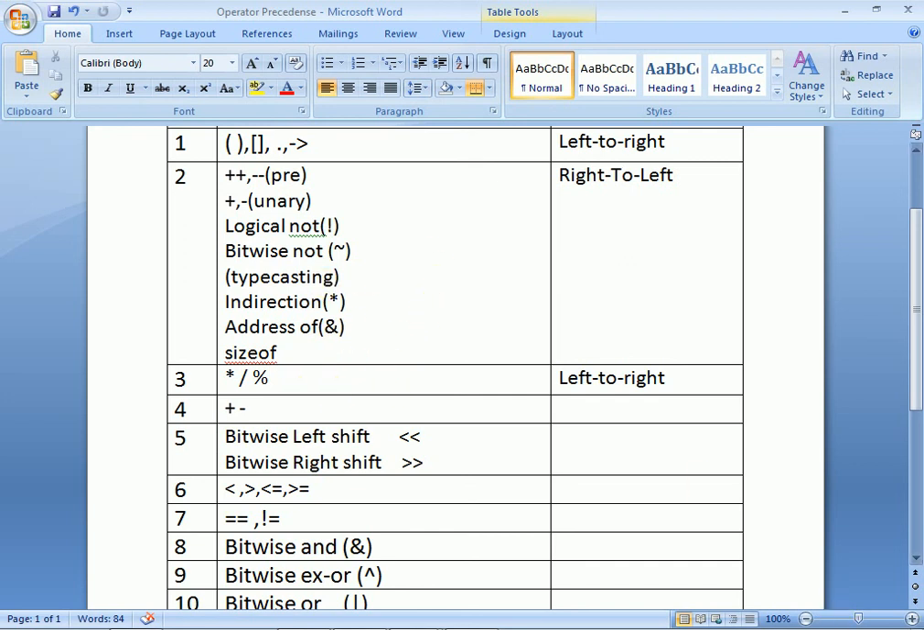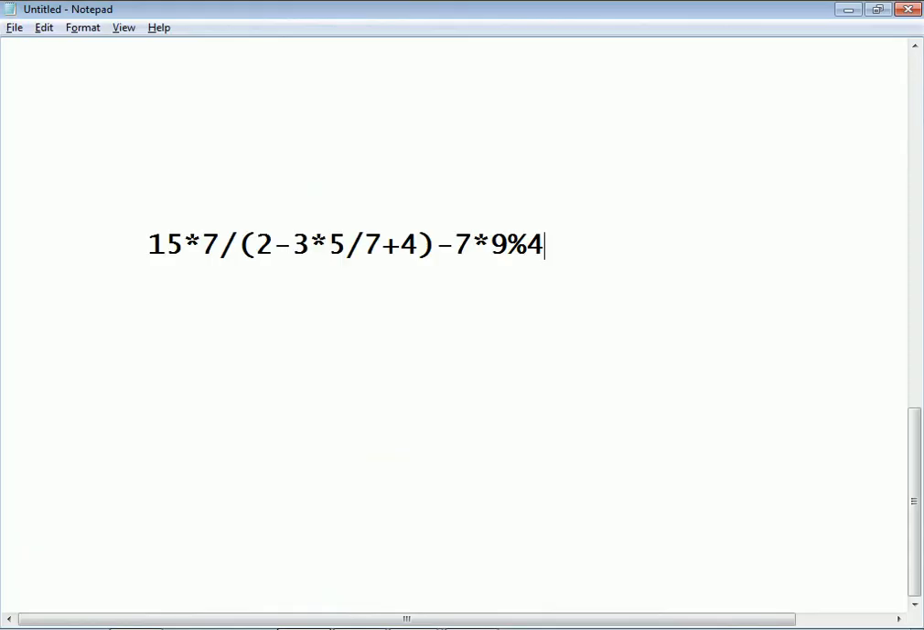First priority is what? Parenthesis. Compared to plus and minus, which one has higher priority? Multiplication, division and modulus have higher priority than plus and minus. When these three occur together in an expression, the evaluation is done left to right. That is called associativity. Now we'll go and discuss this expression.